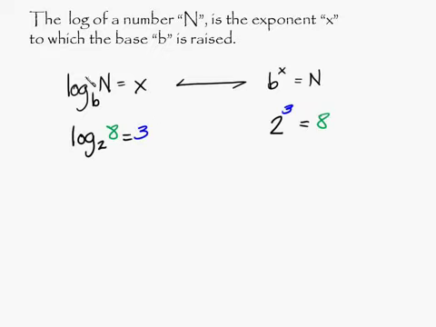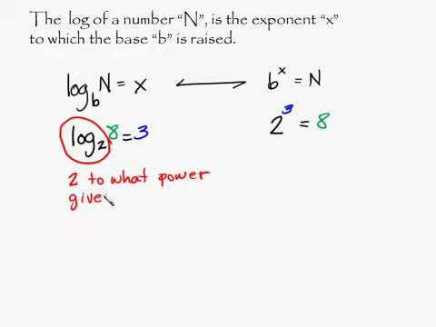What you're saying is this. Let me put this in red. This part over here in words means this: 2 to what power gives me an 8? So in this case, let's pretend we didn't know what this was: 2 to what power gives me an 8? Well, third power, obviously, right?